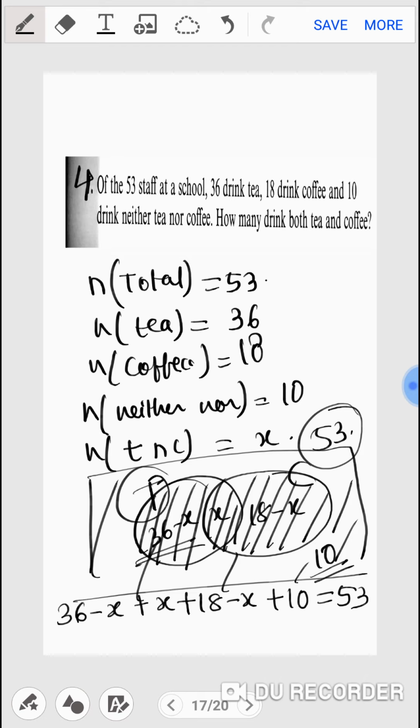Now many kids don't understand why I put here 36 minus x. So these are the people who drink only tea. 18 minus x are the people who drink only coffee. x are the number of people who drink tea and coffee. 10 are the number of people who neither drink tea nor coffee.